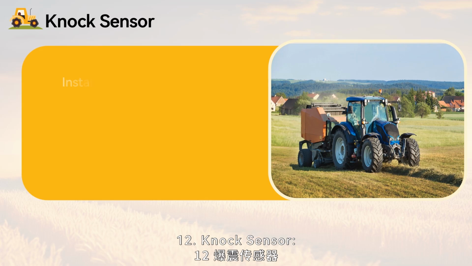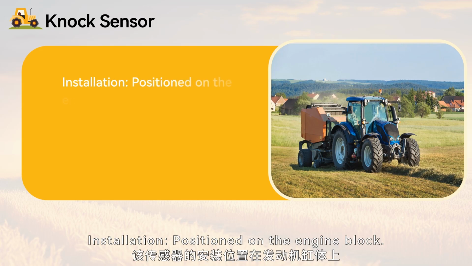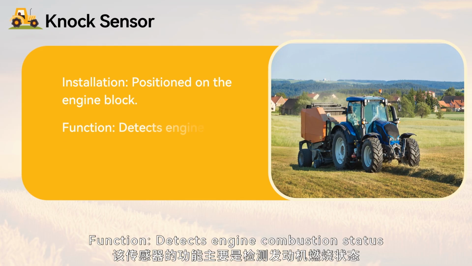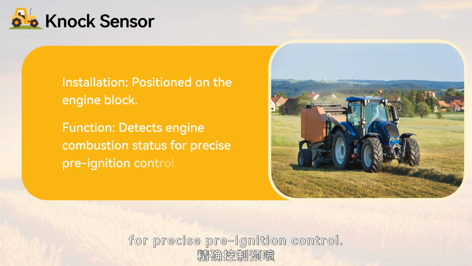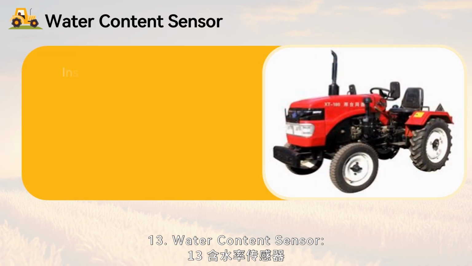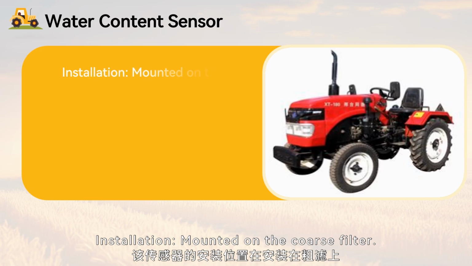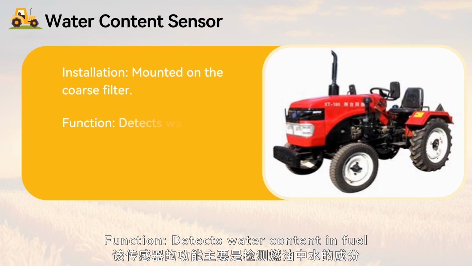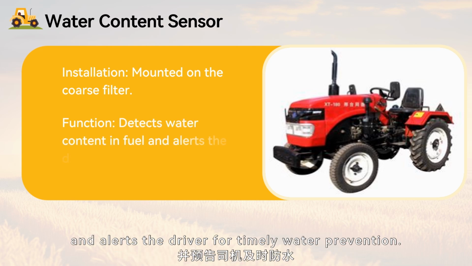12. NOx sensor. Installation: positioned on the engine block. Function: detects engine combustion status for precise pre-ignition control. 13. Water content sensor. Installation: mounted on the coarse filter. Function: detects water content in fuel and alerts the driver for timely water prevention.